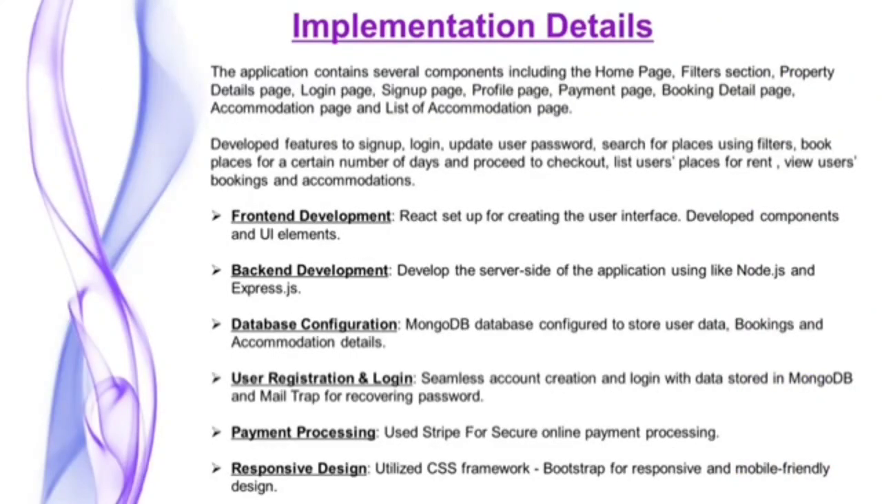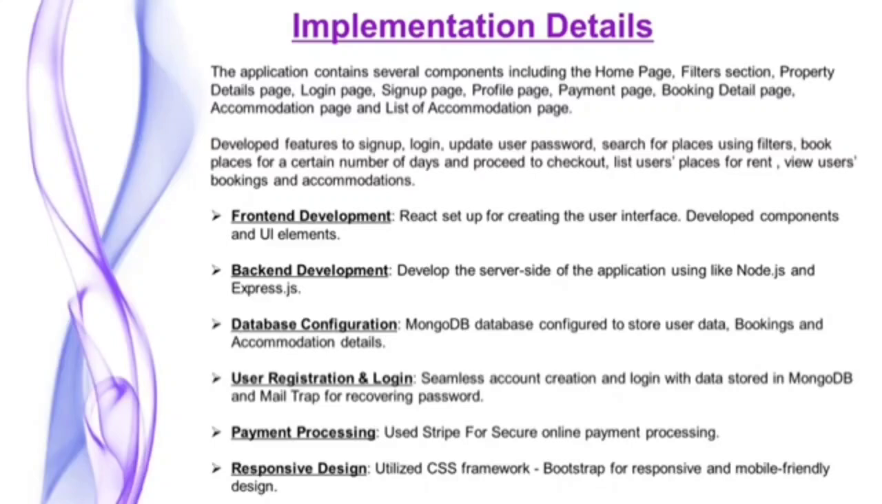Now let us go through the implementation details. The application contains several components including the home page, the filter section, property details page, login page, sign up page, profile page, payments page, booking details page, accommodation page, and the list of accommodation page. Develop features to sign up, log in, update user password, search for places using filters, book places for a certain number of days and proceed to checkout, list users places for rent, view users bookings and accommodations.